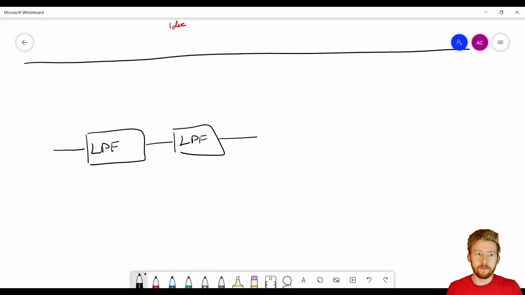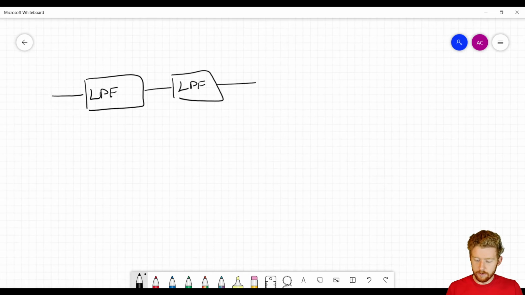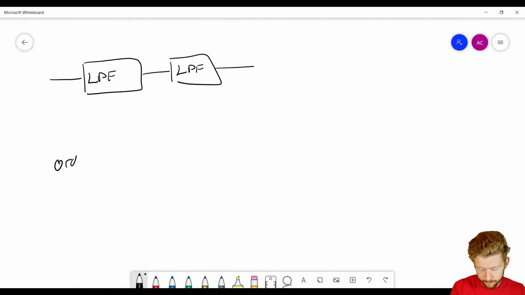So if we need the sharper roll-off, the answer is we're going to use what's called a higher order filter, or just adding another filter. So I wanted to define the filter order. We're going to use N for the filter order. I'm just going to say the filter order N is just the number of reactive components.